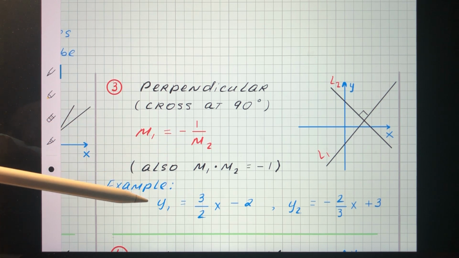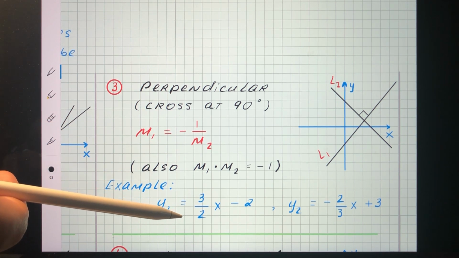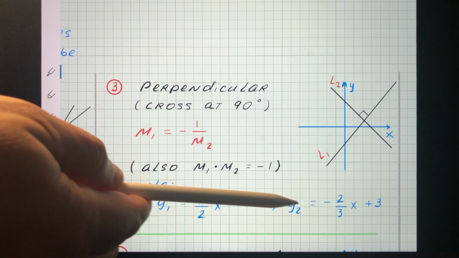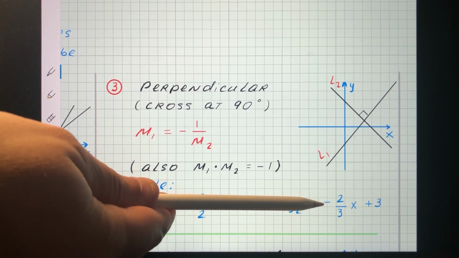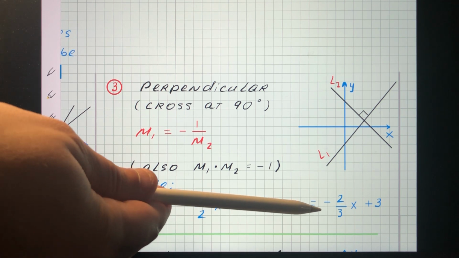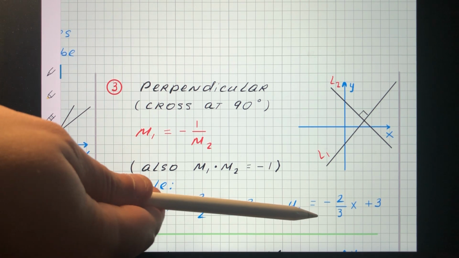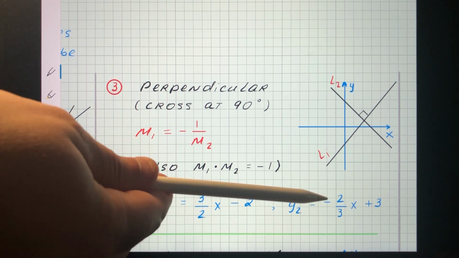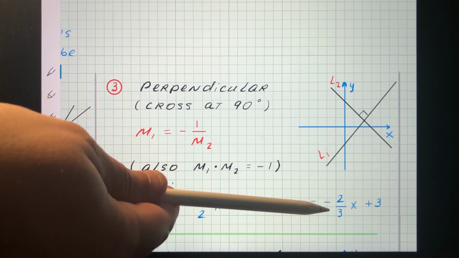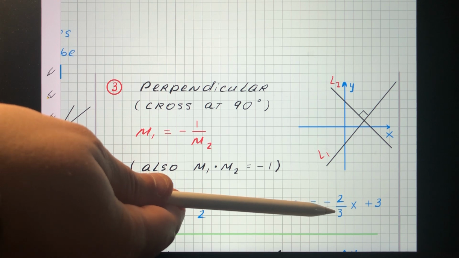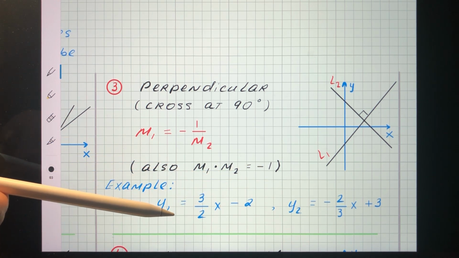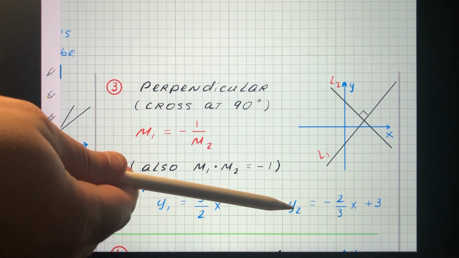So here is an example. First line has a slope of 3/2, positive 3/2. The other one has a slope of -2/3. The signs are opposite and the numbers are flips of each other. If we picture ourselves multiplying 3/2 times -2/3, we will get -6 divided by 6, which comes out to be equal to -1. So that's how we can prove that the two lines are perpendicular.